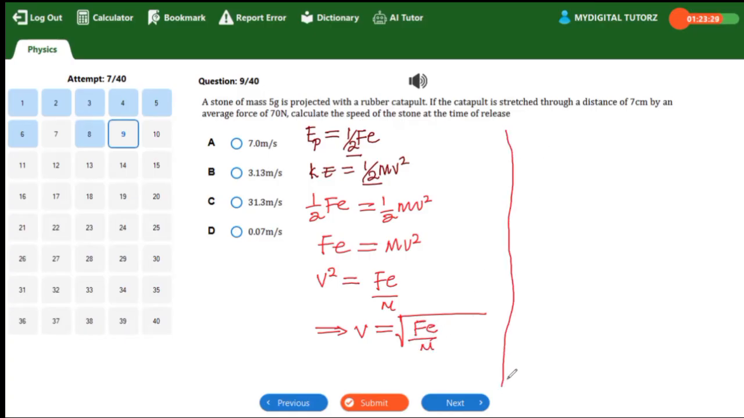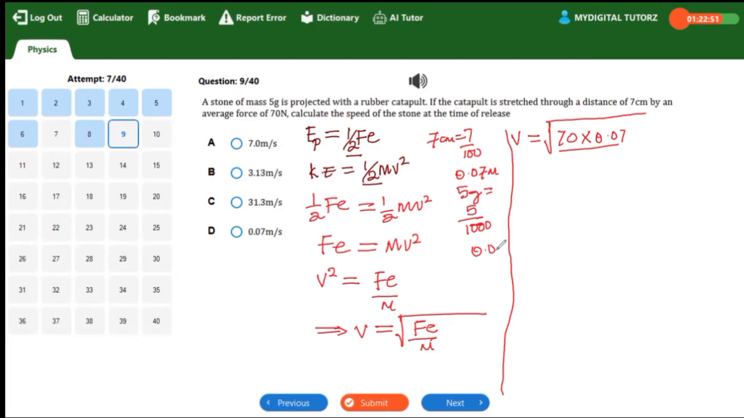So by so doing, we can now plug in our values. V will be equal to, what is my F? 70 multiplied by the extension, which is in centimeter, convert it to meter. 7 centimeter to meter will be 7 all over 100, which will give us 0.07 meter. All divided by the mass, which is in gram, converted to kilogram. 5 gram will be equal to 5 divided by 1000, to give us 0.005 kilogram.